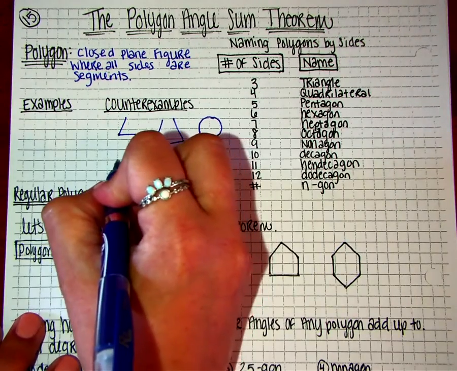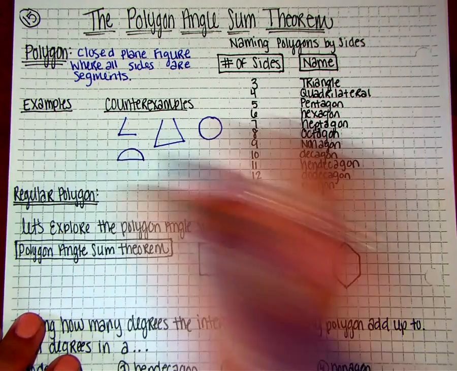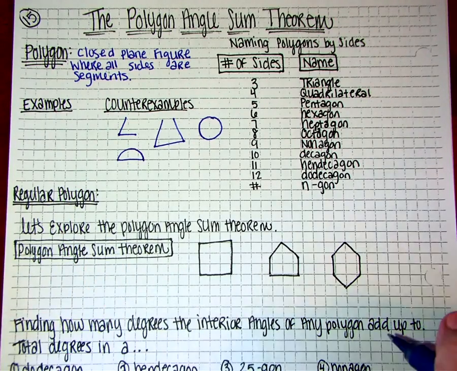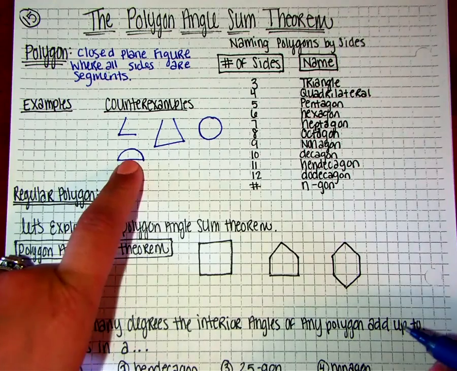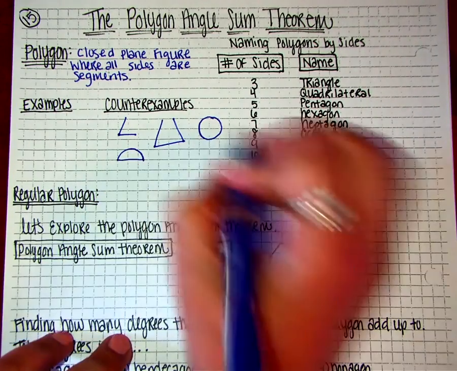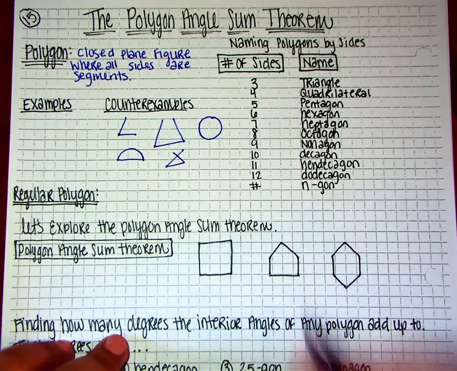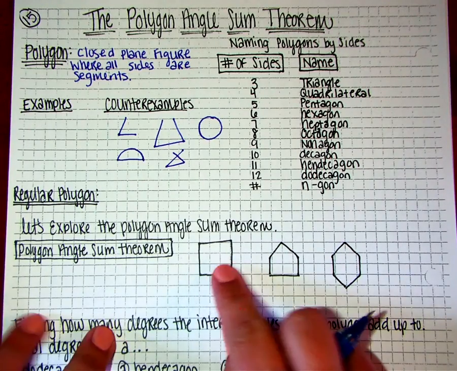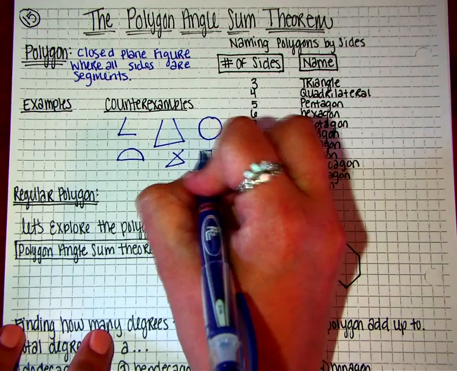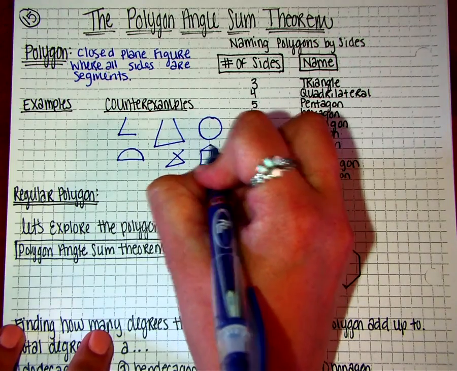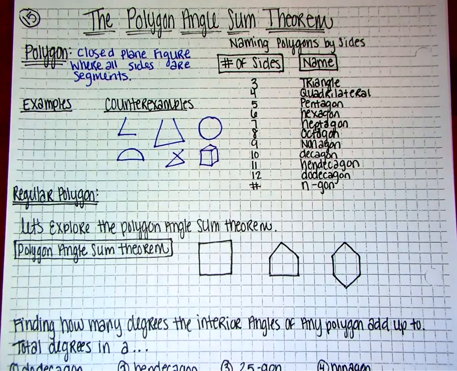Also, a half circle wouldn't count, because even though it has a segment, it's still incorporating a curve. Also, it can't be crisscrossed like this. It just has to be closed, like this kind of shape. Also, it can't be three-dimensional. So a closed plane figure means two-dimensional.